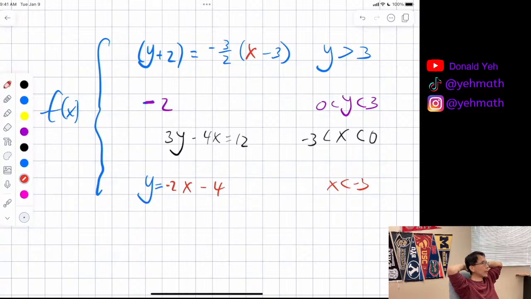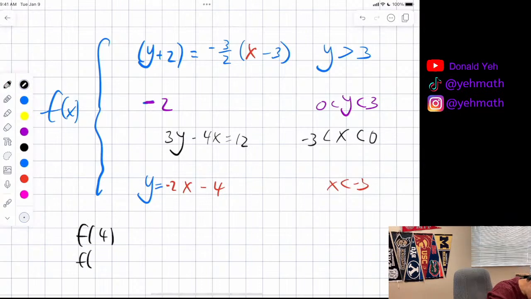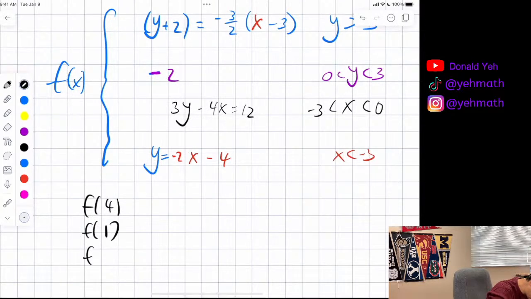And then check your answer on decimals after you're done. And after you're done, I want you to answer the following: f of 4, f of 1, f of -1, and f of -6.